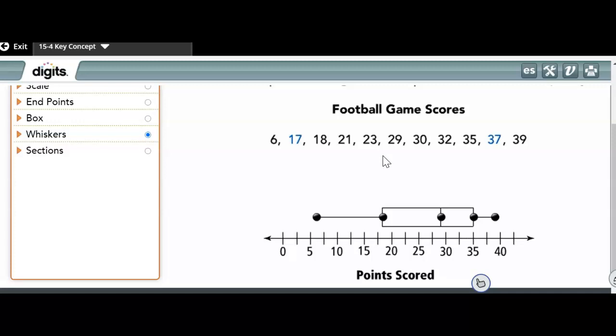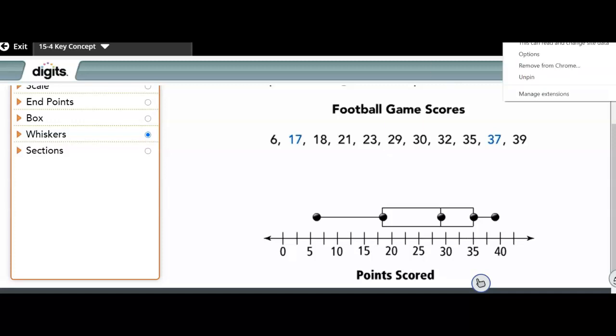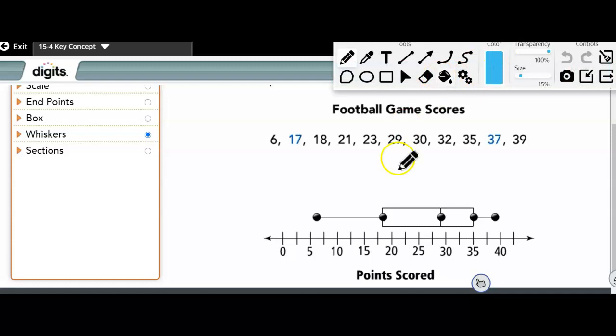Great. So now this is called a box plot. Some people call it a box and whisker plot. Sometimes I even call it the cat plot. Looks like a cat.